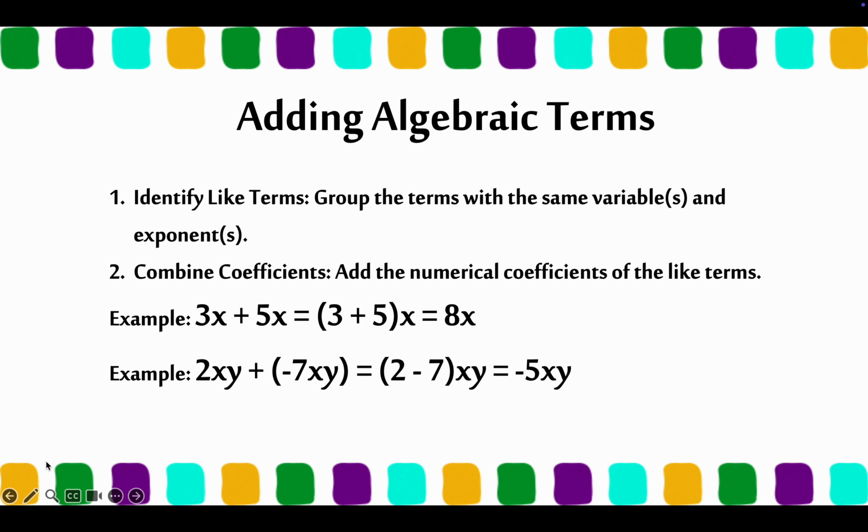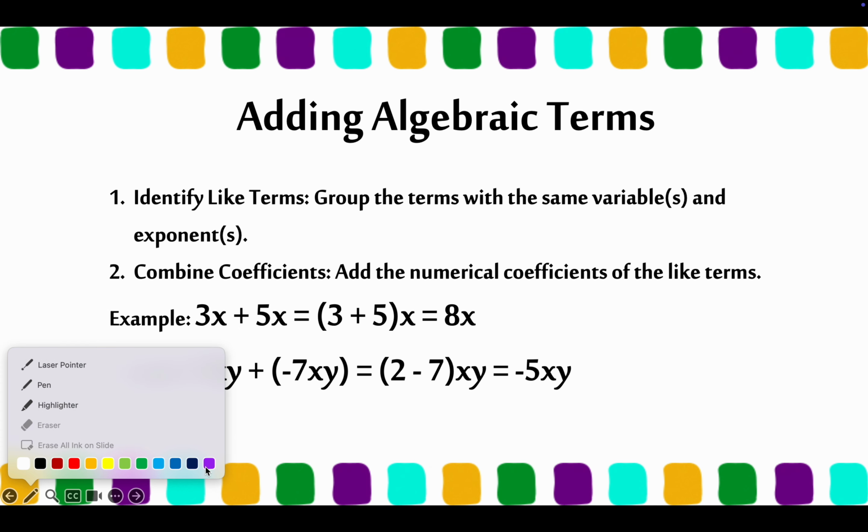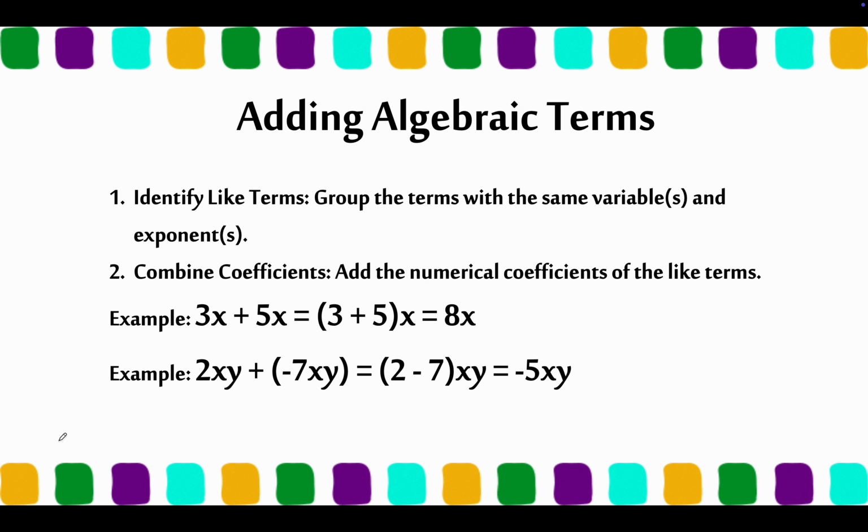Now, once we are adding these algebraic terms, one, we need to identify the like terms, meaning group the terms with the same variables and exponents. Two, we're going to combine the coefficients. So we're going to add the numerical coefficients of the like terms.